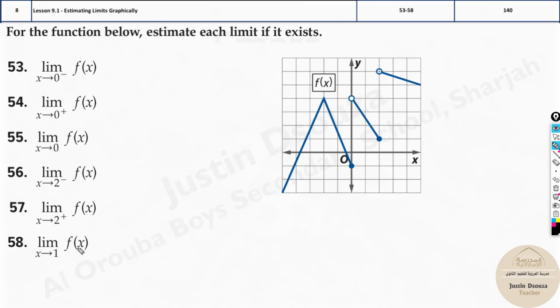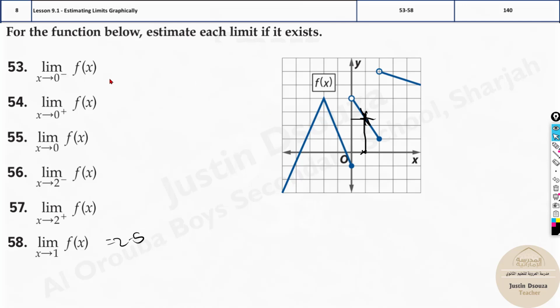And let's look at the last one, which we did not do. That is the limit of x tends to 1. That is over here, positive 1. So this is the point. Let's look at the left side. Is the left side approaching the same value? The right side is also approaching the same value. So the answer is 2.5. So here it's 2.5 or 5 by 2.